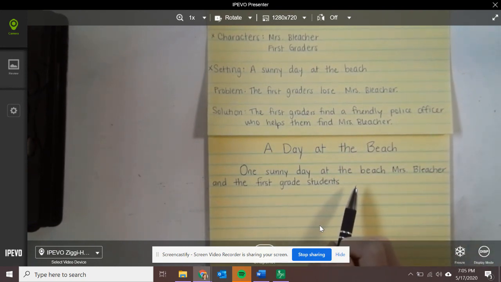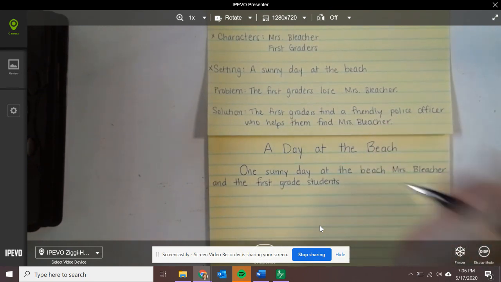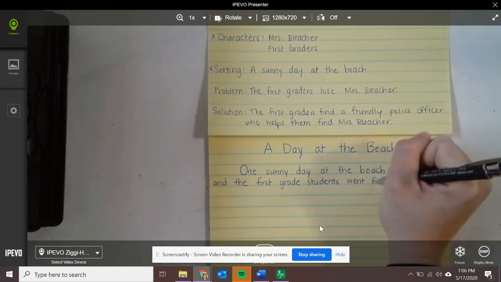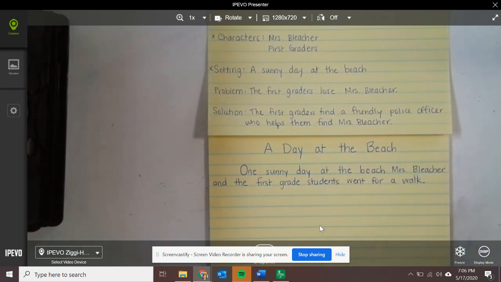And now I'm not quite done, because if I read this back to you, notice how it doesn't seem finished. It's not a full sentence yet. So it says, one sunny day at the beach, Mrs. Bleacher and the first grade students. Well, what were they doing? We have to figure out what they did. So I'm going to say Mrs. Bleacher and the first grade students went for a walk. Make my letters taller. So there's my first sentence, first grade.